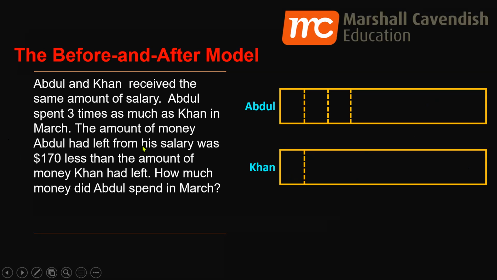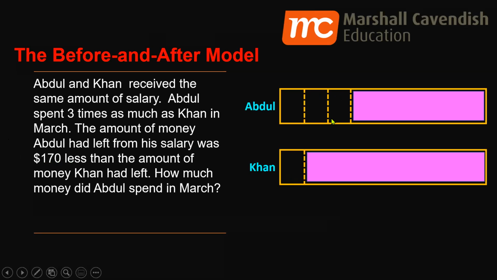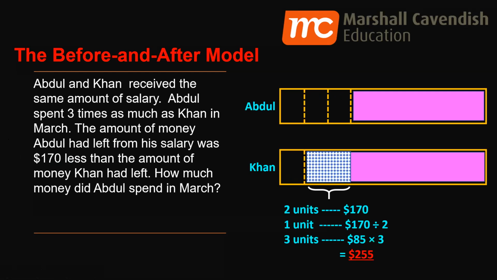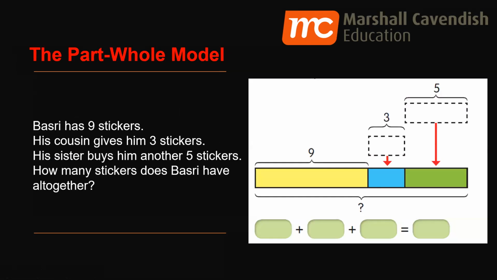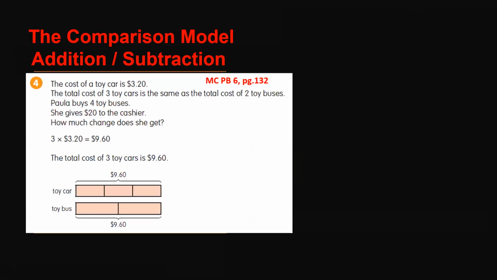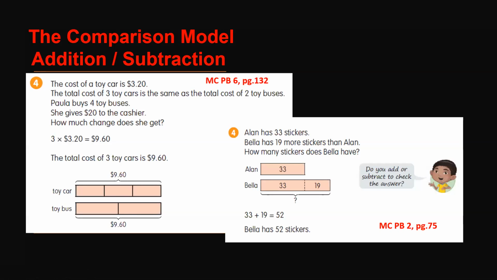The amount of money Abdul had left was 170. Where is 170? You can see that Abdul is lesser, Khan is more. So 170 would be this, right? Abdul would have less by 2 parts, and these 2 parts would be $170. So these are examples from our book, the part whole, and then the comparison using the multiplicative concept, and then this one, the comparison using the additive and subtractive concepts.